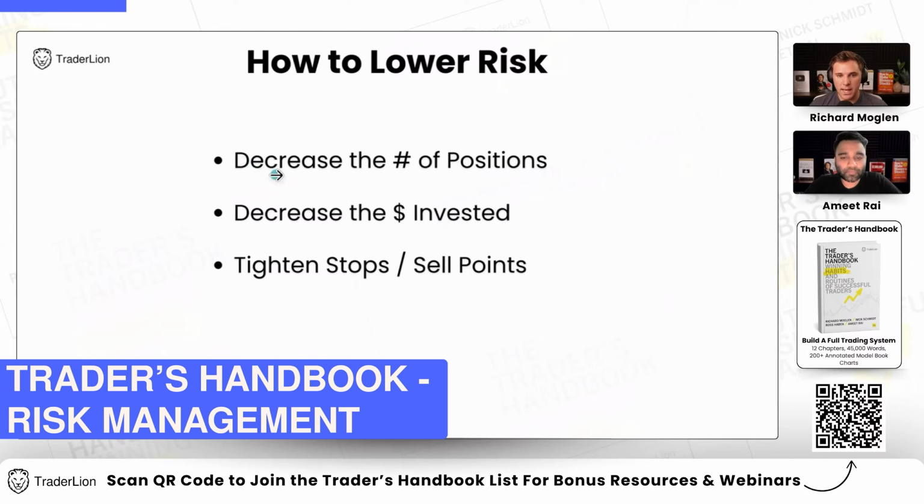Well, we can take less trades. We can decrease the total number of positions we have on our books. We can decrease the starter position size that we're taking on new positions or the overall dollar invested. And we can tighten up the stops and tighten up the sell points, become more aggressive with selling, lock down gains faster when we do have them. These are all three different ways that we can go ahead and lower risk if we would like to.